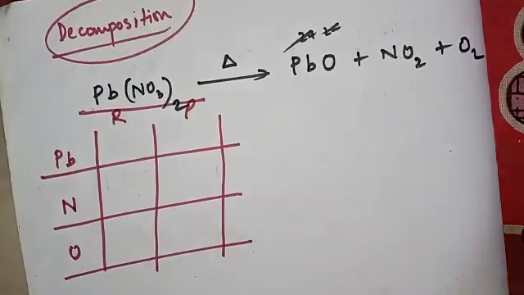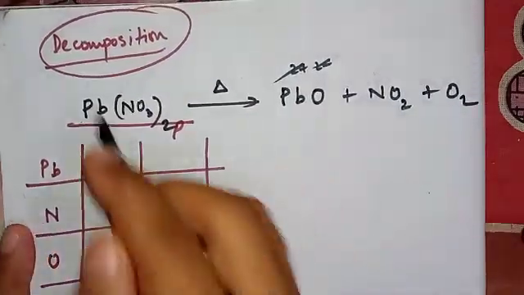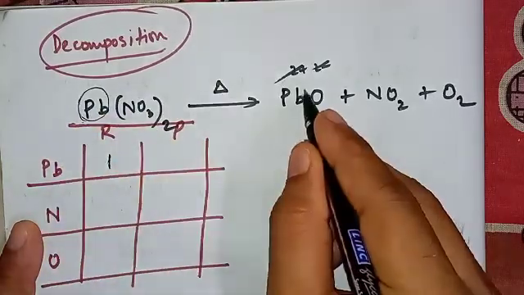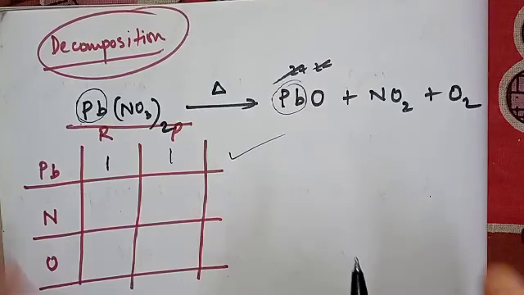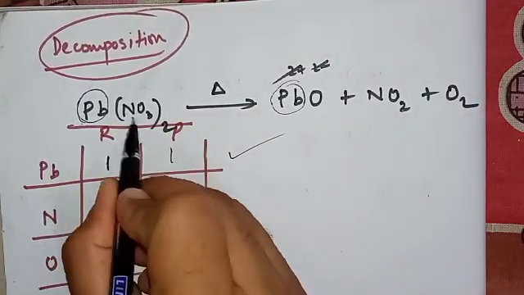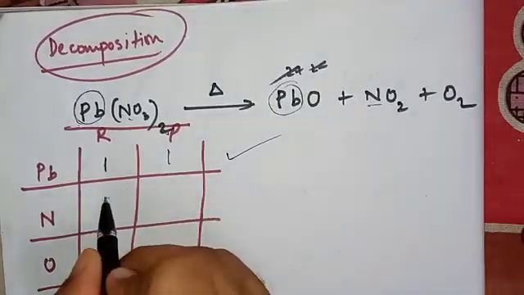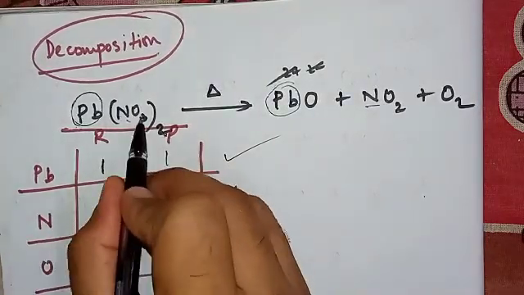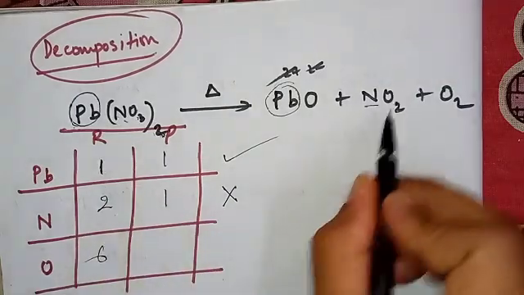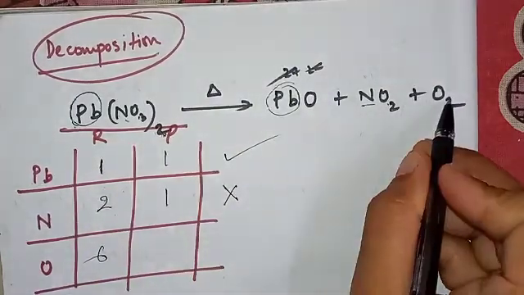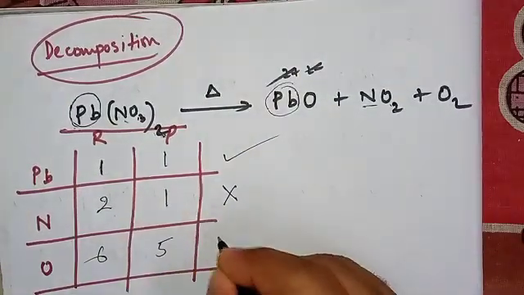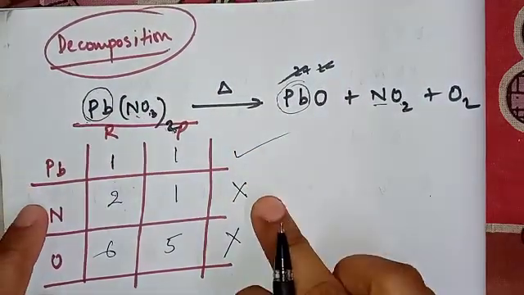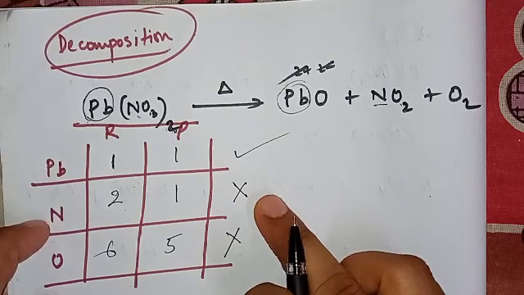Okay, so let us write how many atoms are there. On the reactant side we have only one lead atom, on the product side one. Okay, it's balanced. Nitrogen, we have 2 nitrogens and only 1 nitrogen on the other side, so that's the problem, 2 and 1, it's not balanced. Oxygen: we have 3 times 2, 6 oxygen, and on the other side 1 plus 2 plus 2, that's 5 oxygen atoms, that also is not balanced. So which one is not balanced, my dear student? Nitrogen. So first of all we have to look at nitrogen.